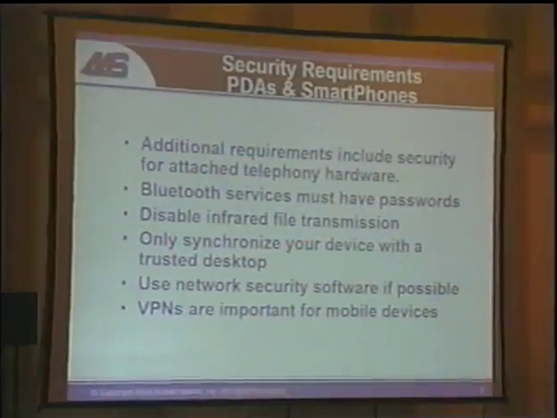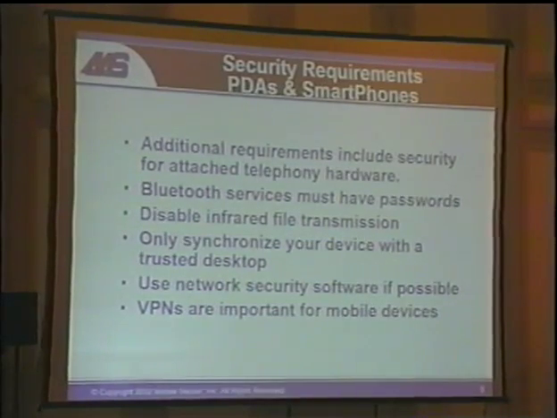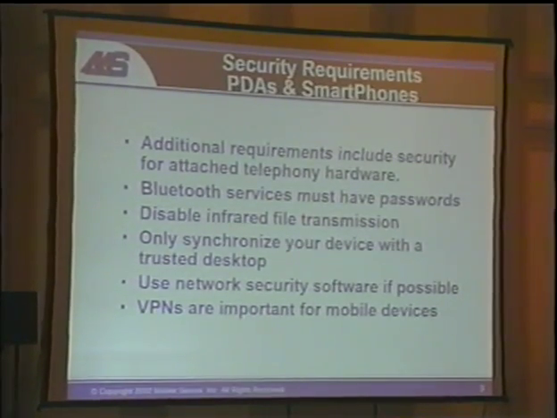You're looking at Bluetooth-based devices as well. You want to make sure that Bluetooth is disabled if you don't need it. If you do need it, make sure that all your services have passwords. Very important, especially for Pocket PC 2002, that you disable infrared file transmission by default, or disable receiving of infrared files by default. Also, we're going to talk later about how best to synchronize your Pocket PC device or smartphone device with your particular desktop. I do recommend that you use network security software if possible for your Pocket PC or smartphone device. I will openly admit I'm a little biased in that respect because my company sells such software. In addition, especially because CE runs over a wireless network, you want to use VPNs whenever possible.